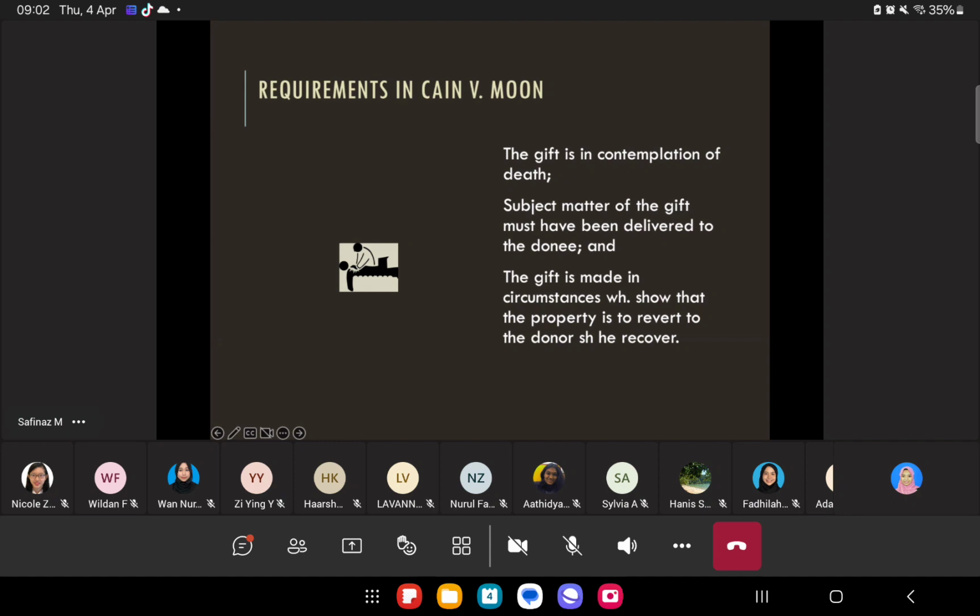Okay, subject matter of the gift, that means the property, must have been delivered to the donee. That means kena bagi to the donee. The gift is made in circumstances which show that the property is to revert back to the donor should he recover. So these are the 3 requirements. So in contemplation of death, subject matter tu kita bagi kepada donee, dan orang tu tahu yang kalau dia tak mati, harta tersebut akan kembali kepada donor. So that is requirement in Keynes and Moon for DMC.